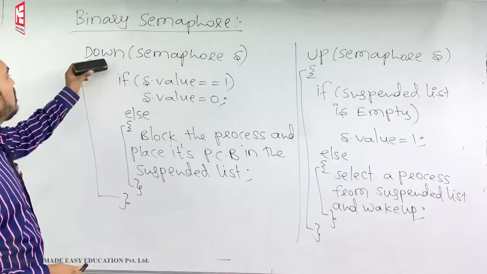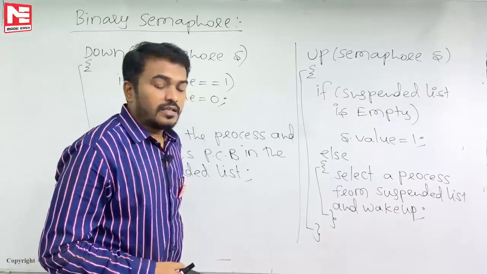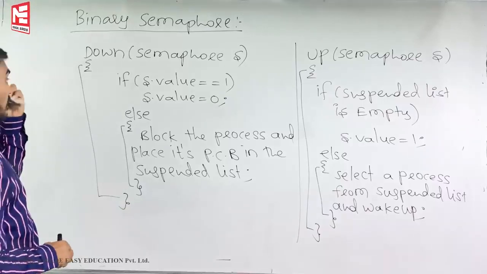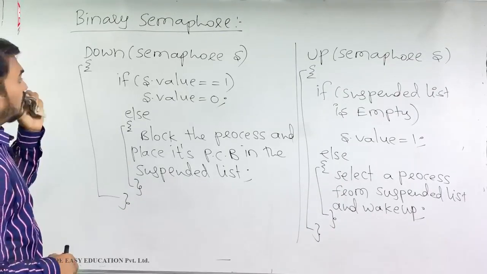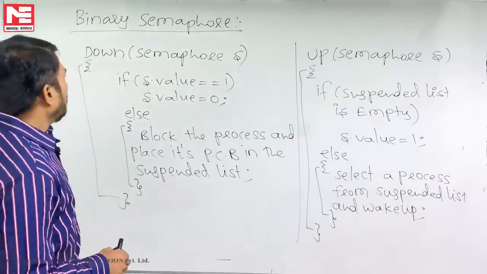Right. So this is the down operation on the binary semaphore and this is the up operation on the binary semaphore. Next we are going to solve various questions on this. So please follow carefully. Right. So binary semaphore means you know that already it takes only 2 values, either 0 or 1.